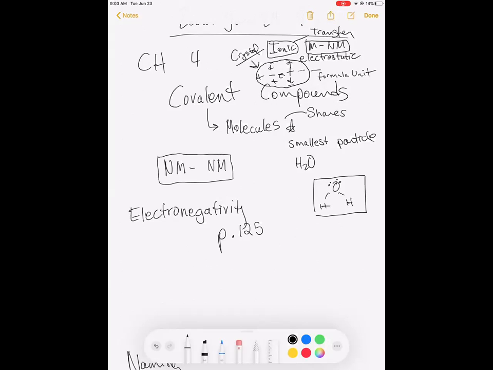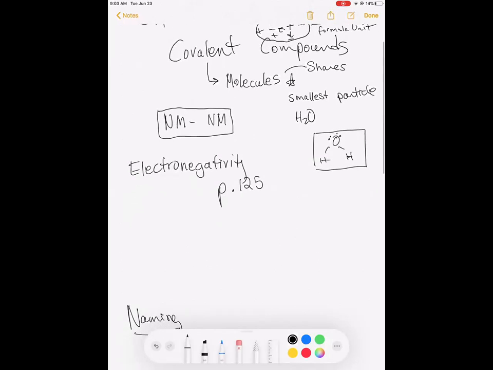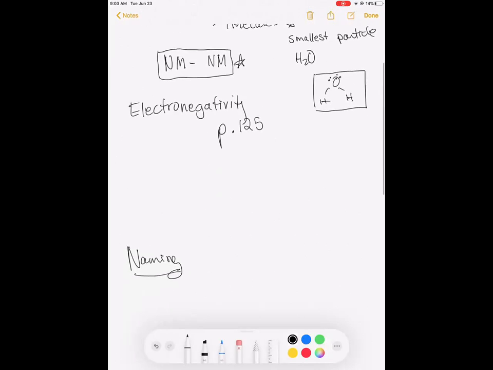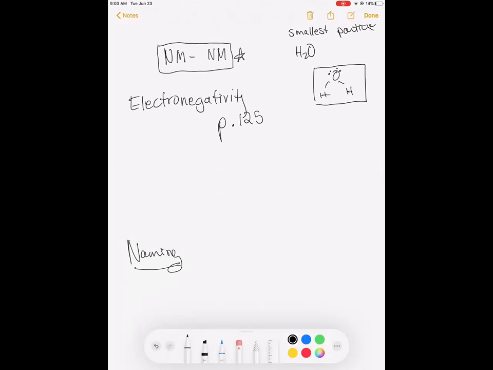Now, even though there are far fewer non-metals, there are actually more covalent compounds, and that's mostly because there are just so many permutations of the sharing of electrons, many more possibilities. All right, so now you know it's a non-metal to a non-metal. Now, how do we know specifically how strong that bond is? We need to use something called electronegativity.